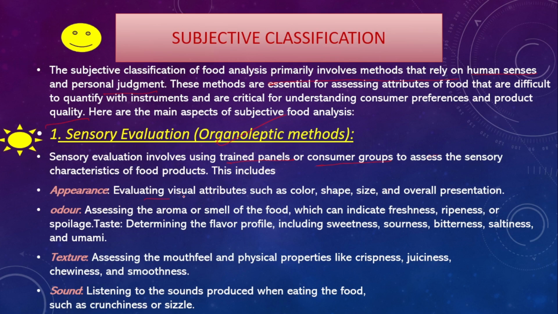By appearance, they evaluate by seeing the color, shape and size. They evaluate whether the food is good or bad. Odor is the smell of the food. If the food is ripened, we get a sweet smell. If it is spoiled, we get an odd smell. Taste is sweetness, sourness, bitterness, saltiness and umami. Umami is the meaty flavor, and texture is the crispiness, juiciness, chewiness and smoothness of the food. By seeing that, we can understand the texture. And the sound: when we eat anything, we get a crackle sound or crunchiness. We can say that the food is very good.